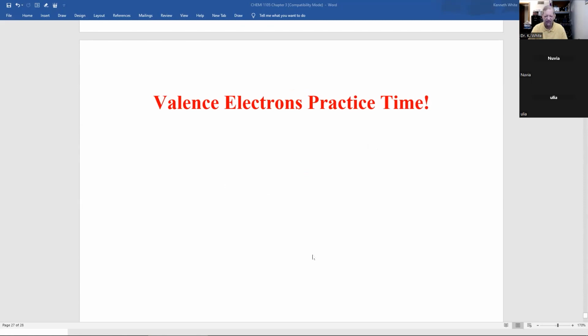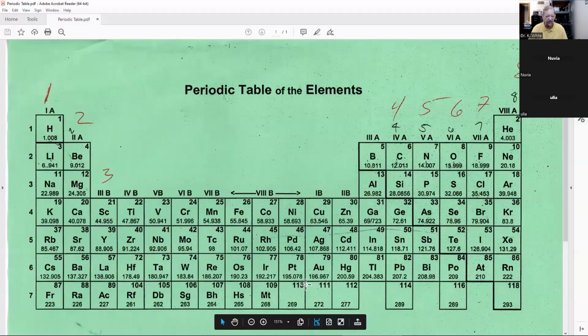I'll never ask that on a test, and we've already done our valence electron practice time. Oh, let's do 2 more. These are fun. And I'd ask you the question, how many valence electrons does lithium have? Your turn. All right, my turn. Lithium has the chemical symbol Li. It's an alkali metal. When we look at the top of the column, we see the number one. So lithium has one valence electron.